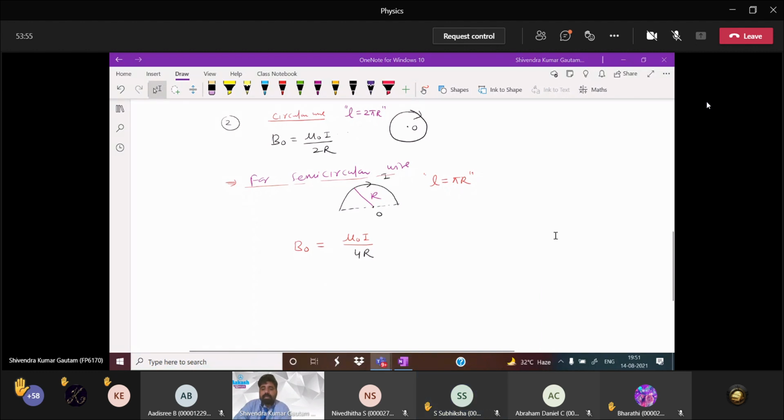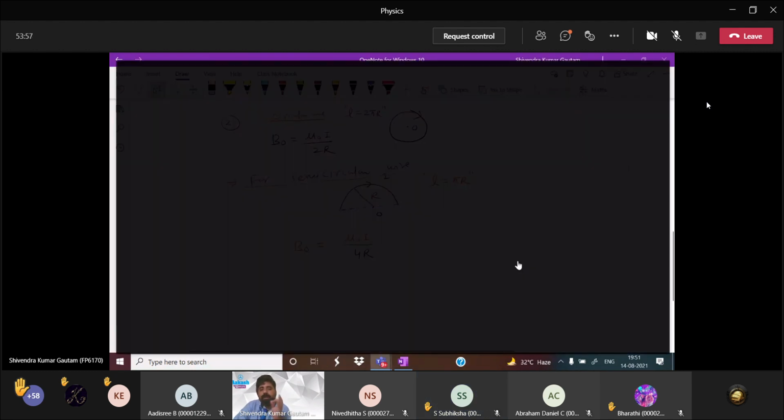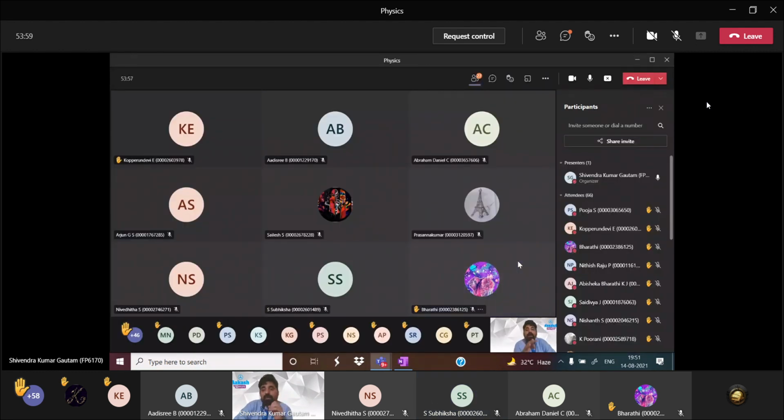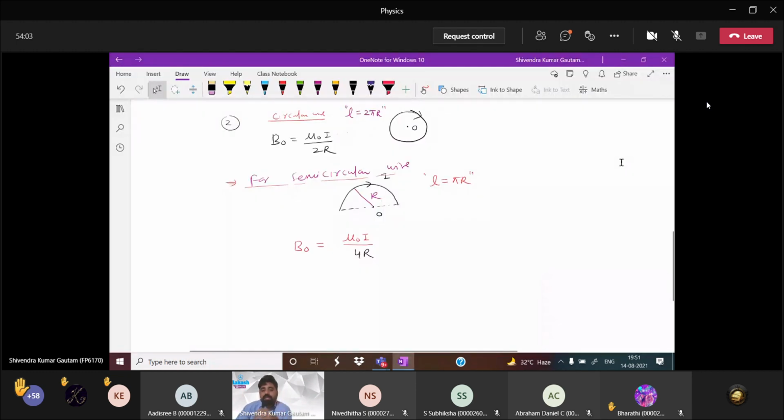Tell me, the magnetic field due to a semicircular wire will become what? Half of the circular wire. Why? Because the length becomes half, so the magnetic field becomes half: mu naught I divided by 4R. This you have to know. Now tell me, if I ask you about a quadrant.